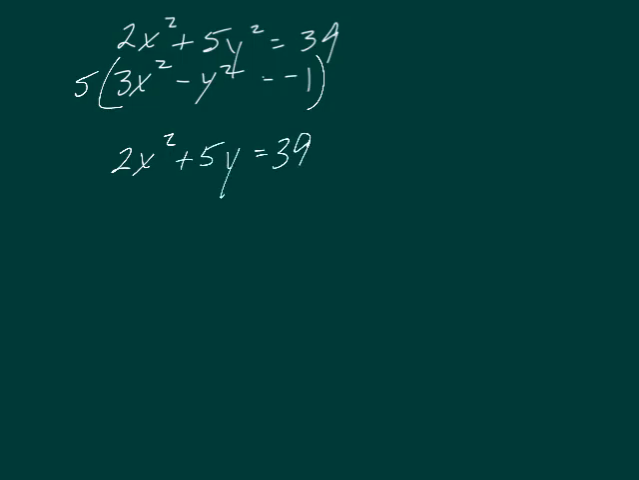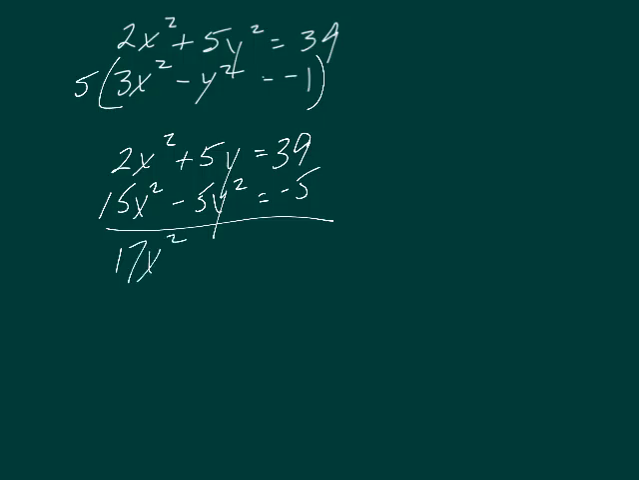And let's distribute that 5. 15x squared minus 5y squared equals -5. Add those together. 17x squared equals 34. Fortunately, 17 goes into 34 twice, so x squared equals 2, and x equals plus or minus the square root of 2. Alright, so that gives me 2 values for my x.